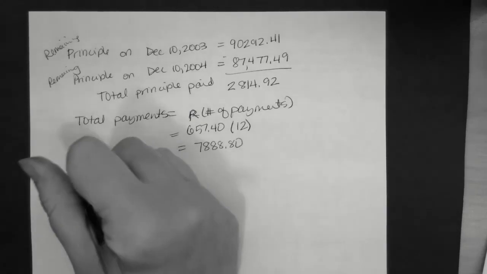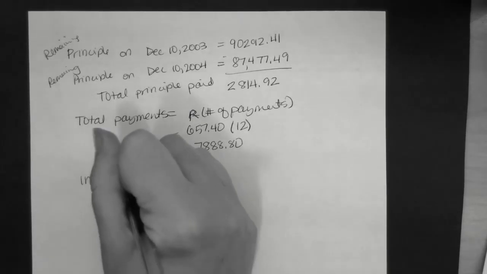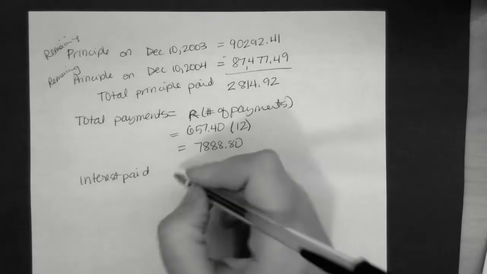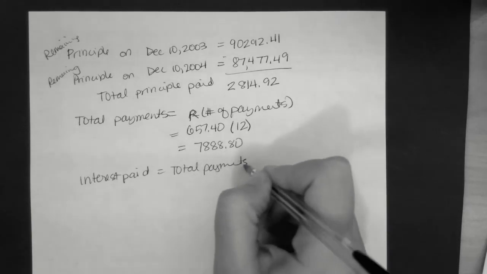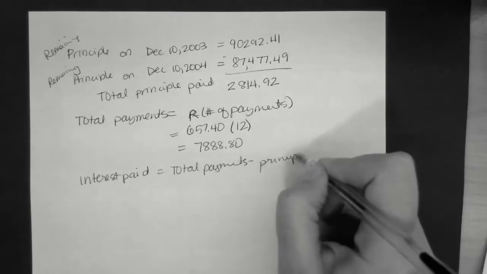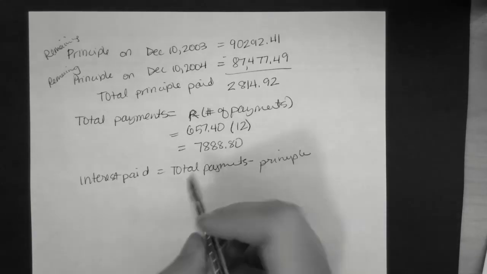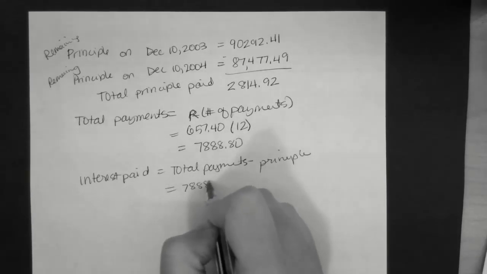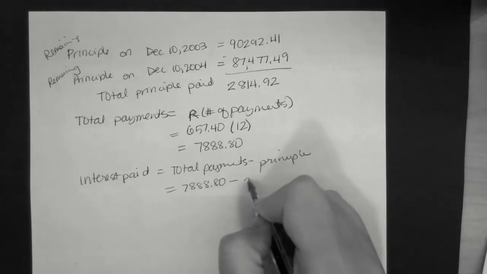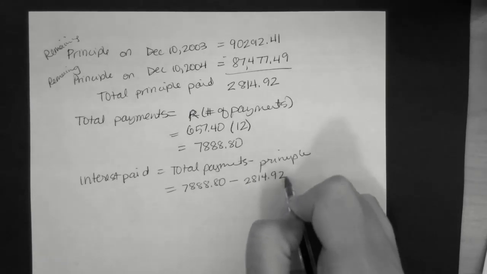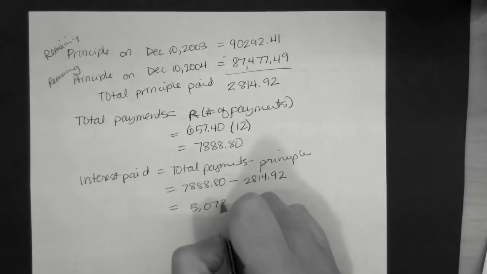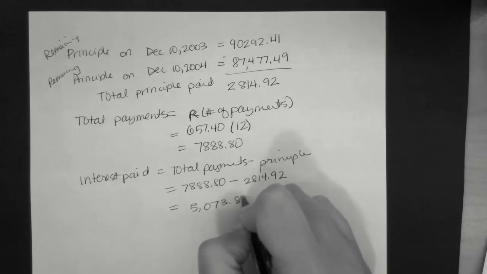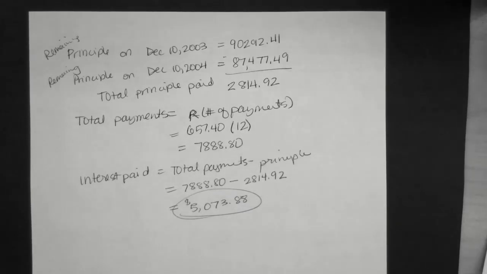So that means that the interest paid, okay, is going to be total payments minus the principal. So that would be our 7888.80 minus 2814.92, which means that we paid $5,073.88 in interest in 2004. Now we're going to look at this in Excel.